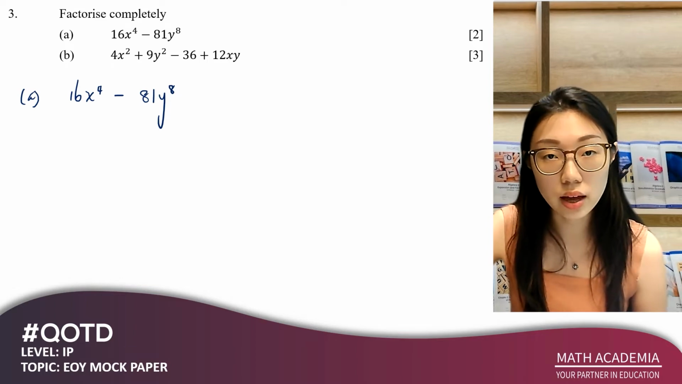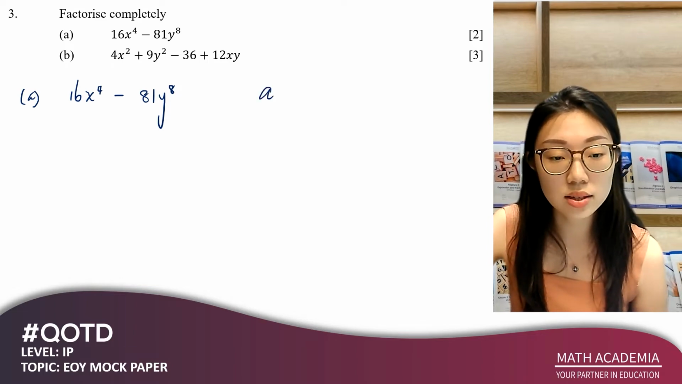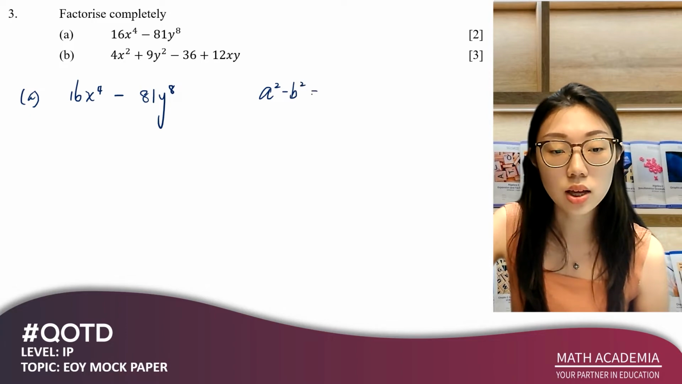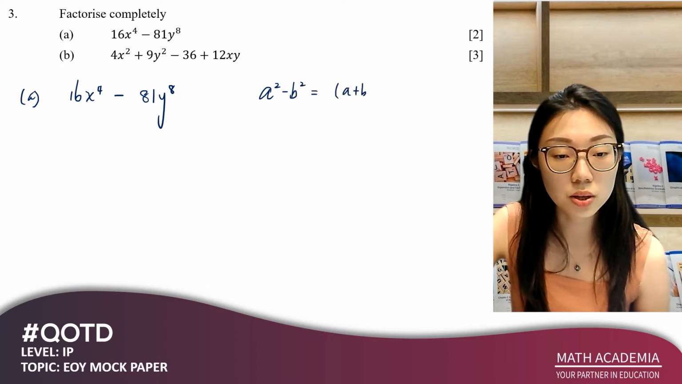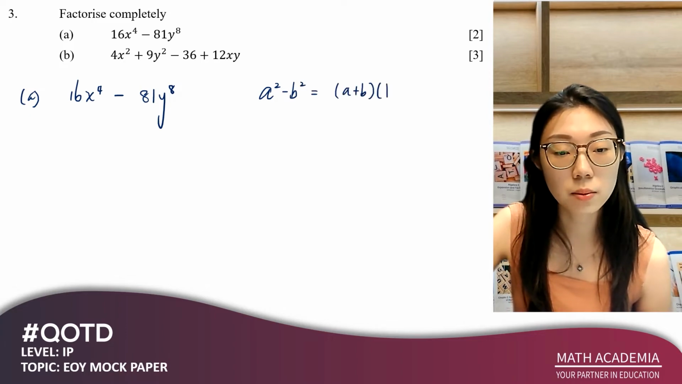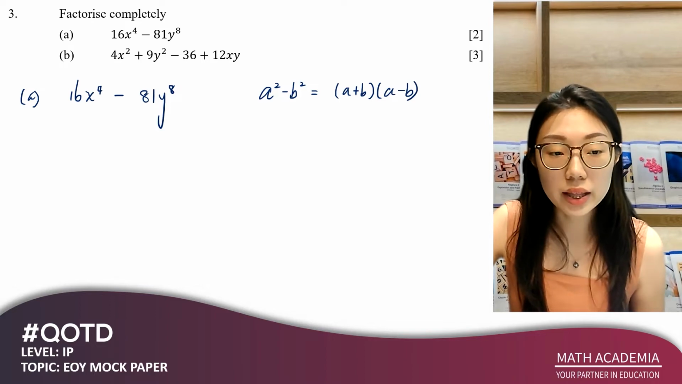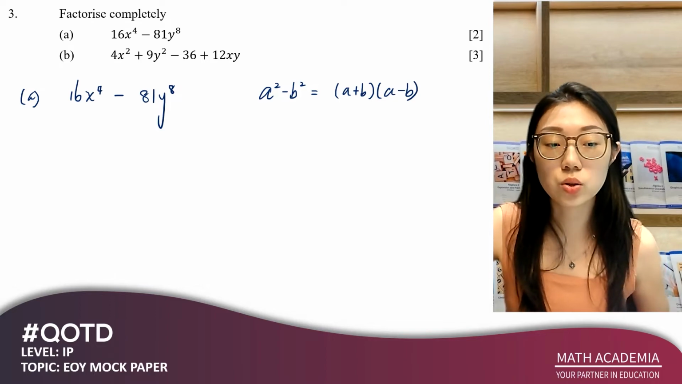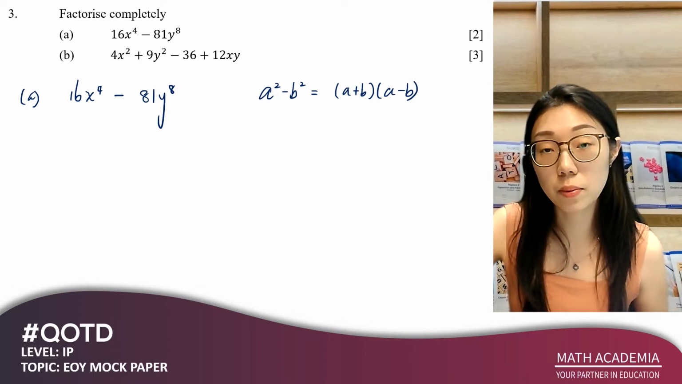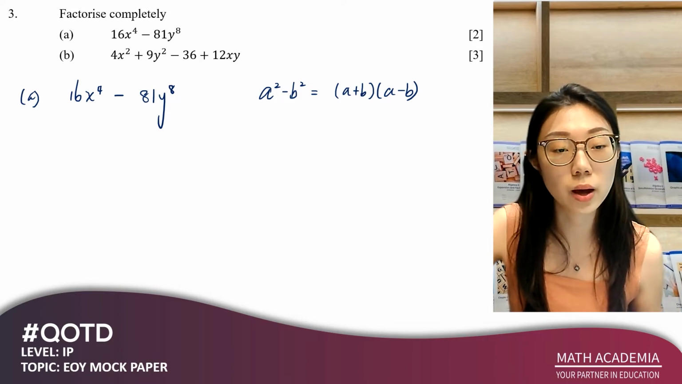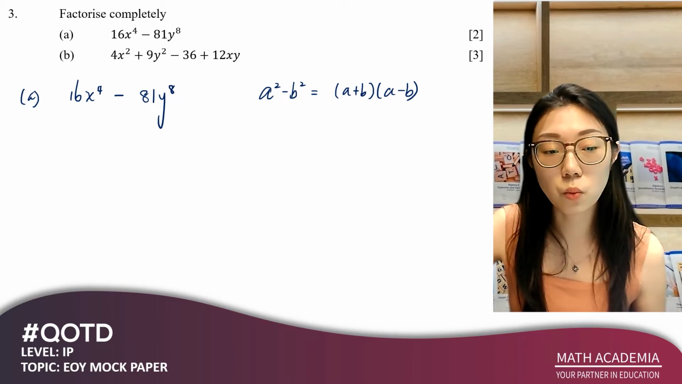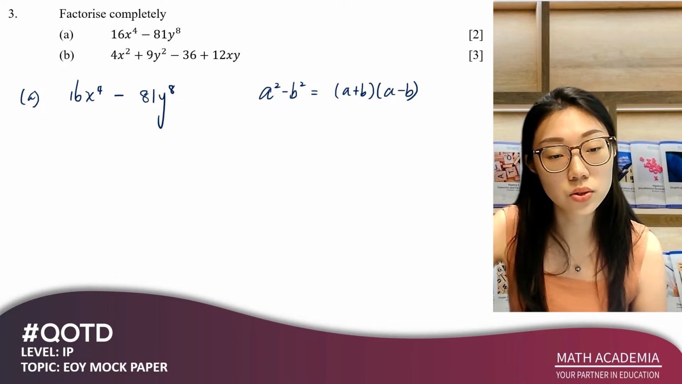From what we have learned in algebraic identities, we know that a squared minus b squared equals a plus b multiplied by a minus b. Alright, okay, so my next goal is to express 16x to the power of 4 in terms of a square and 81y to the power of 8 in terms of a square.